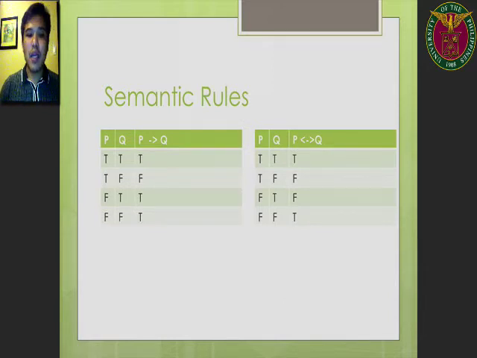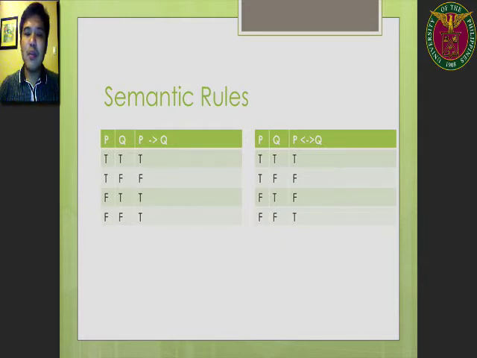How about implication? So for implication, since there are also two variables, we will have 4 rows and the following columns. So for this connective, as you can see, the only time that it will become false is if P is true and Q is false. So if the premise is true and the consequence is false, then P implies Q is false.